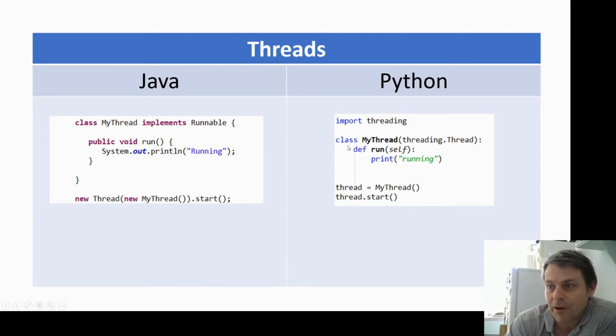But we import threading, class myThread, and then in brackets threading.Thread. Now this is actually inheritance, but we'll have a look at that a little bit more soon. Then we define the run method. We have the self parameter as we always would, and that's going to print running as the Java did. And then we can say thread equals myThread, thread.start. So it's similar, but we don't seem to have the Runnable interface. We just create a class that extends Thread.